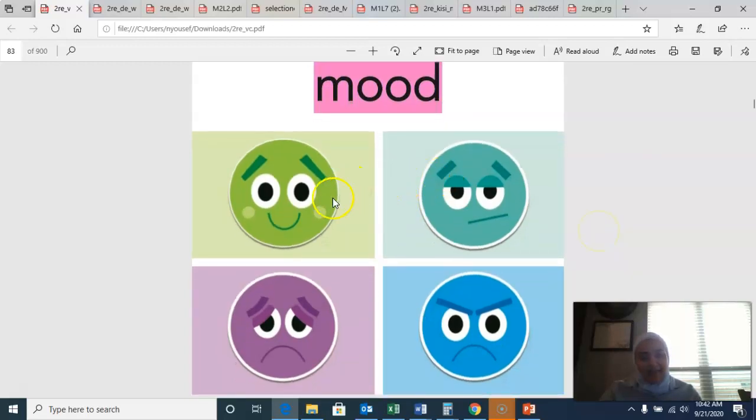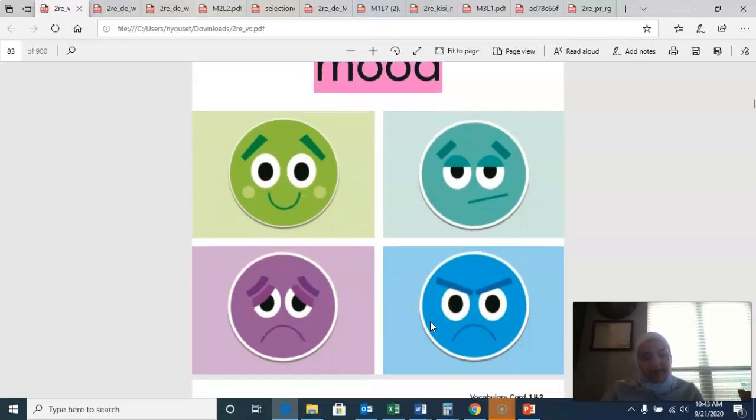We have a happy mood. We have an all right mood. We have a sad mood. And we have an angry mood. You can kind of tell by their eyebrows. Look here, the eyebrows are out towards the side. That's okay. Here, the eyebrows are arched and they're closer together. Here, the eyebrows are sharp and they're closer together. So happy, okay, sad, mad. That's their mood.